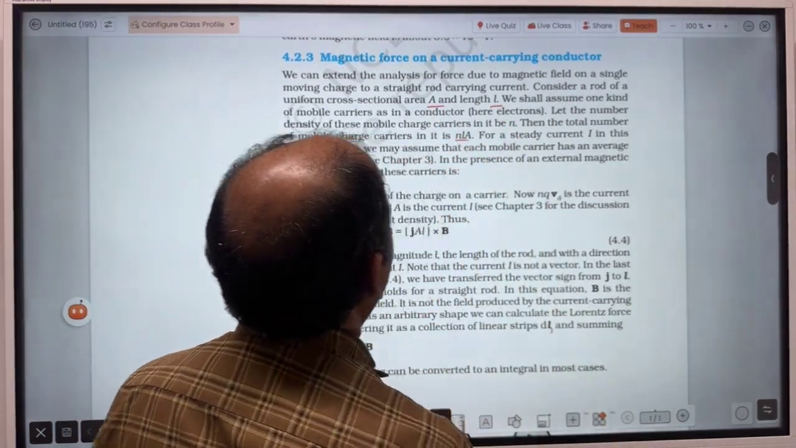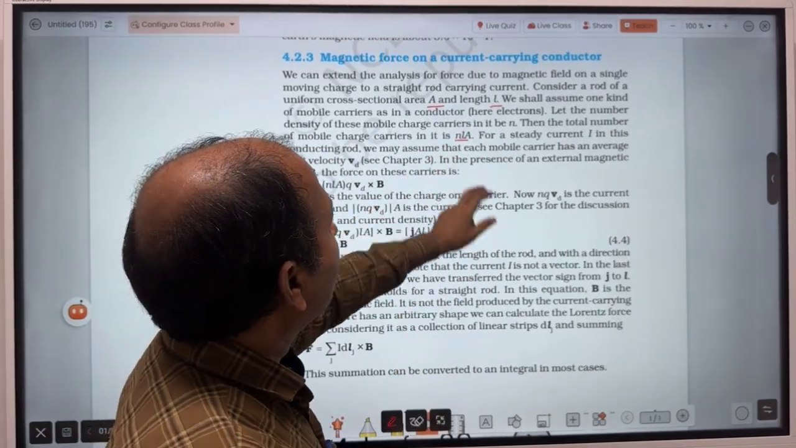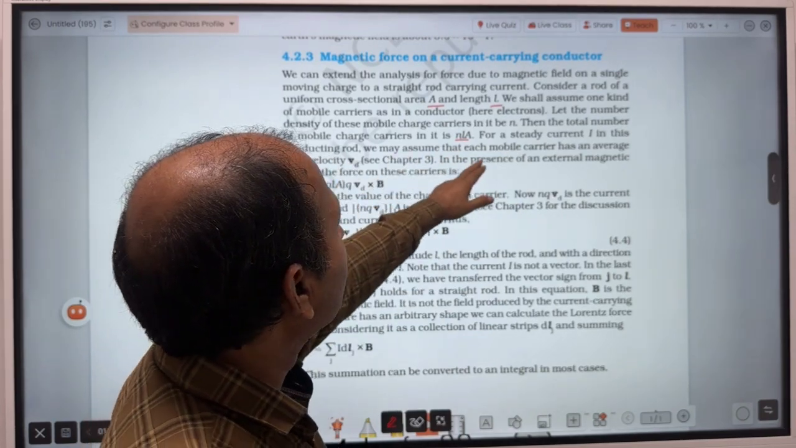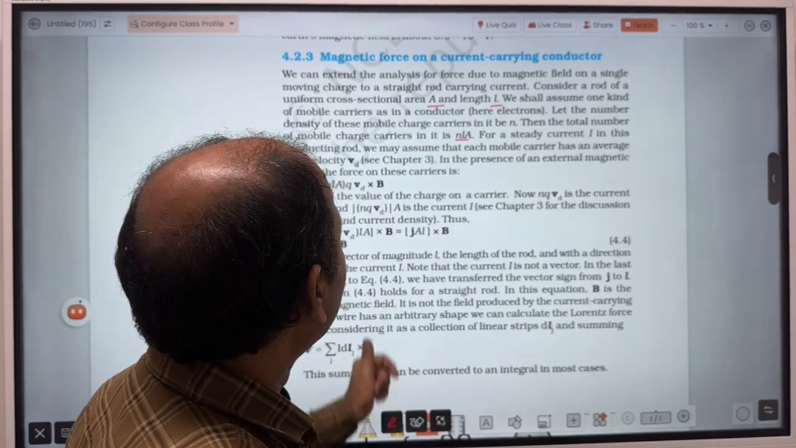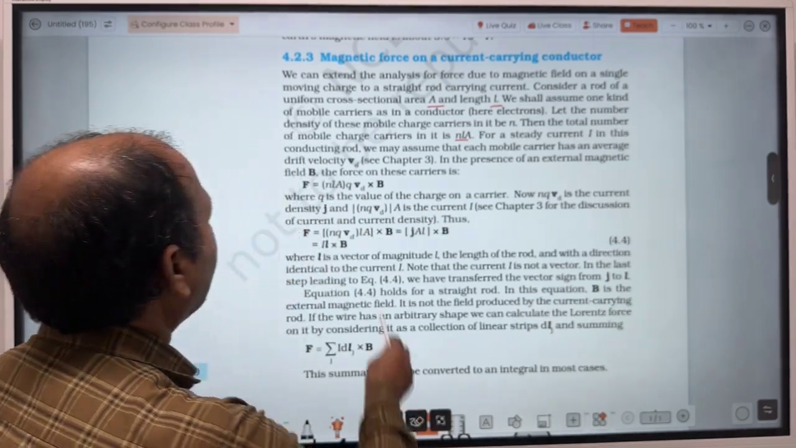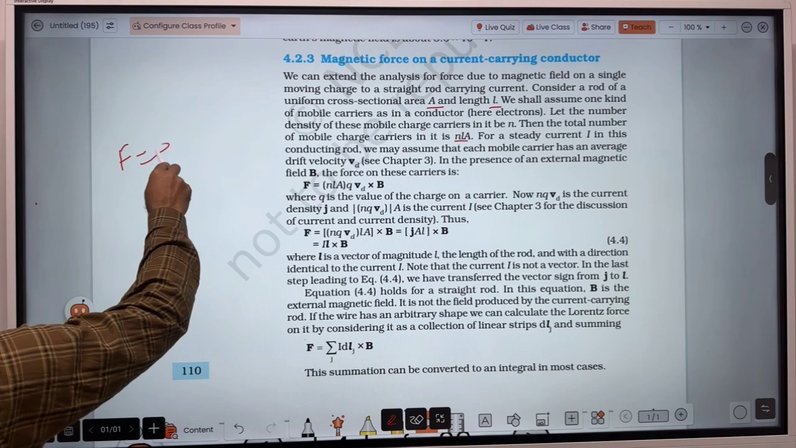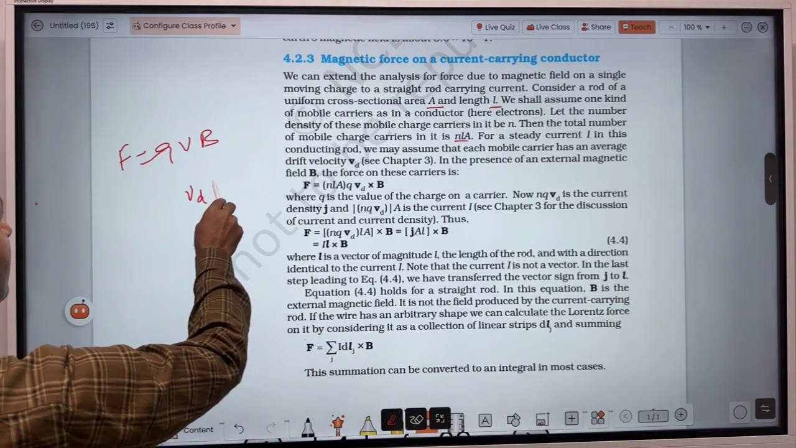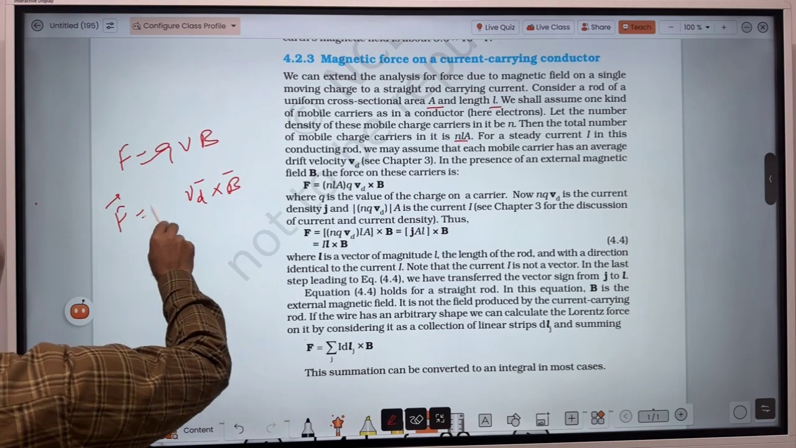So the total number of electrons we can say is NLA. Now for a steady current I in this conducting rod, we may assume that each mobile carrier has an average drift velocity Vd. So in the presence of an external magnetic field B, the force on these carriers will be, from which concept? Recently you have studied F equal to QVB. So V is to be taken as drift velocity, B is to be taken as magnetic field.